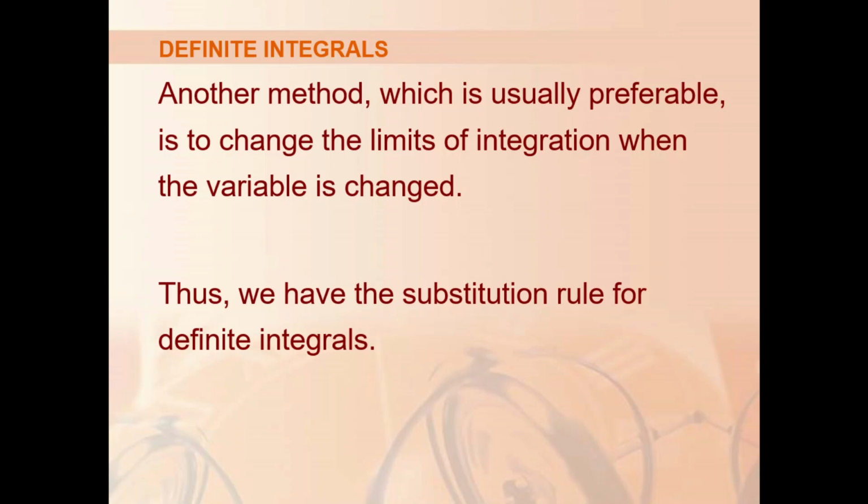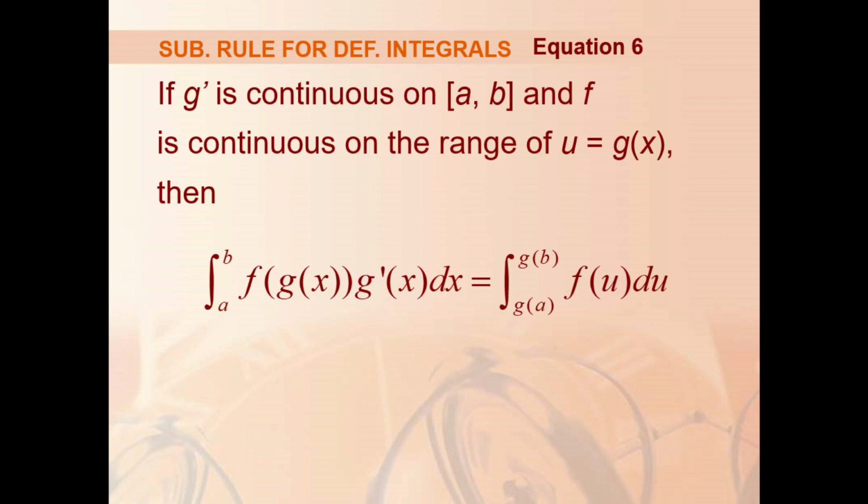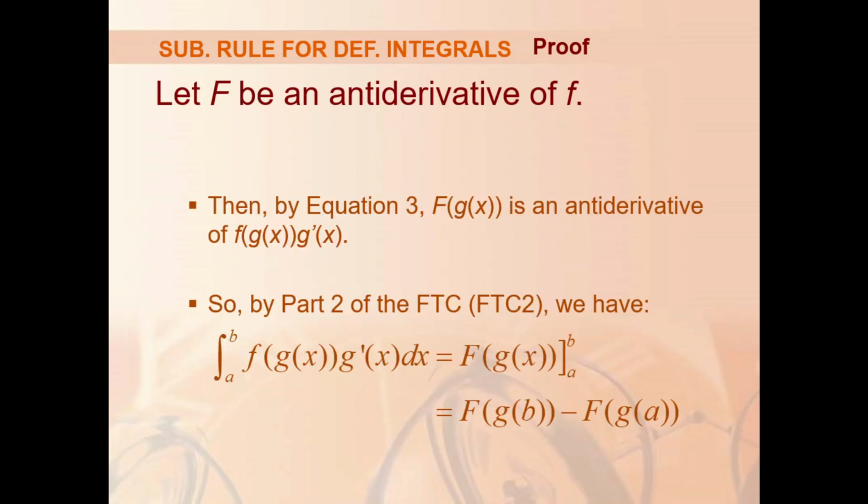We have the substitution rule for definite integrals. If g prime is continuous on a to b and f is continuous on the range of u equals g of x, then the integral from a to b of f of g of x times g prime of x dx equals the integral of f of u du. By the chain rule, let F be an antiderivative of f, so the derivative of F of g of x is f of g of x times g prime of x.